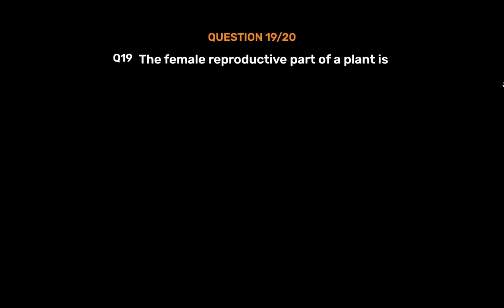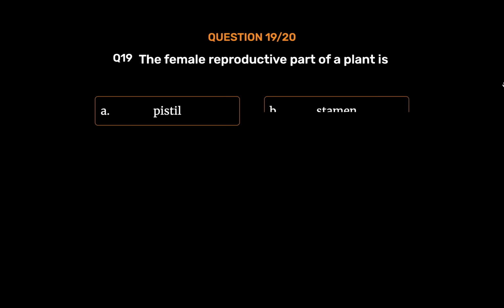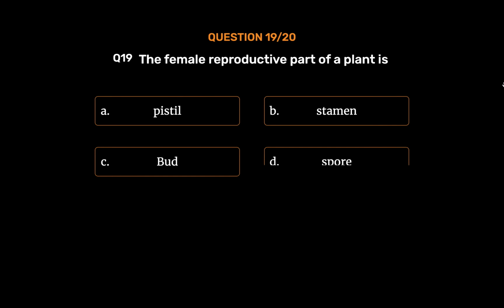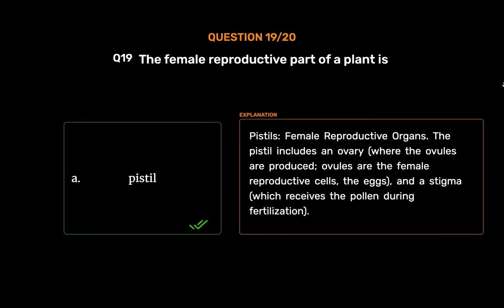Question number 19. The female reproductive part of a plant is? Option A, pistil. Option B, stamen. Option C, bud. Option D, spore. The correct answer is option A, pistil. Pistils are the female reproductive organs. The pistil includes an ovary, where the ovules are produced. Ovules are the female reproductive cells, the eggs, and the stigma receives the pollen during fertilization.